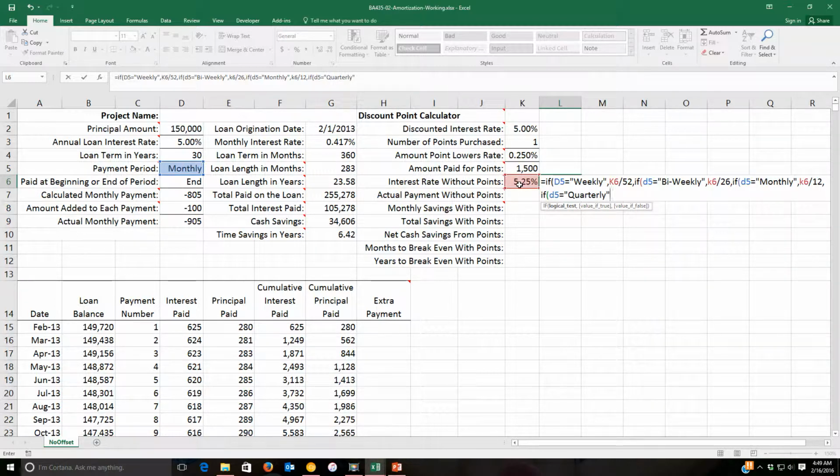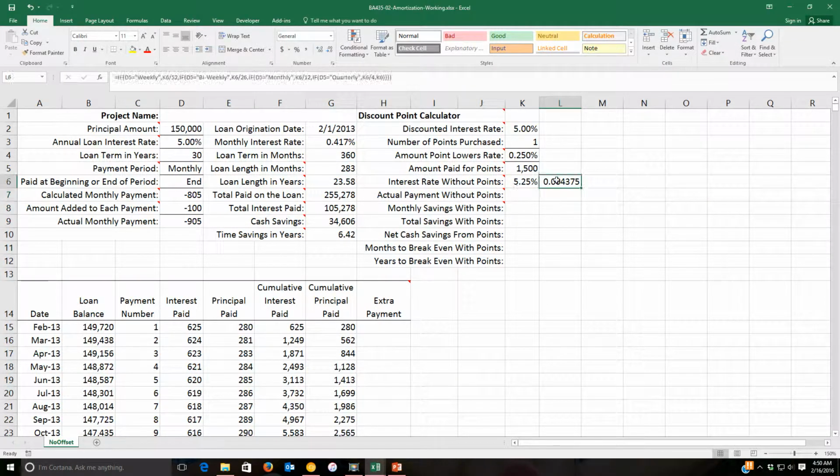If it is, we will then divide it K6, place K6 over 4. And if it's not any of the above, then we know the interest rate was annually, and we'll just take the value in K6 because that is the annual interest rate, and I'll close this off with parentheses. You can see now that I have the correct interest rate. It's pretty close to this interest rate, and these values are pretty close.